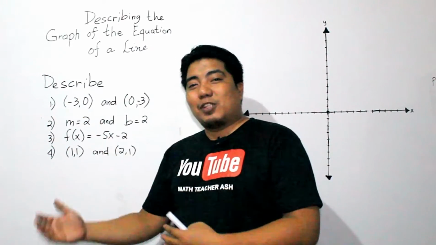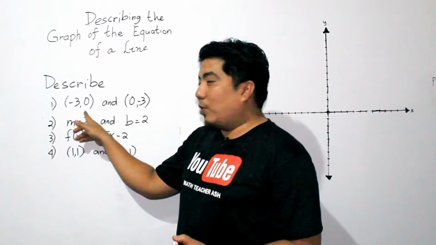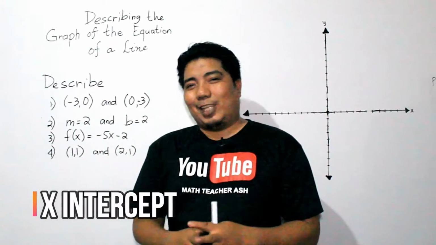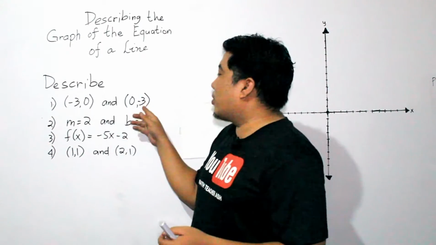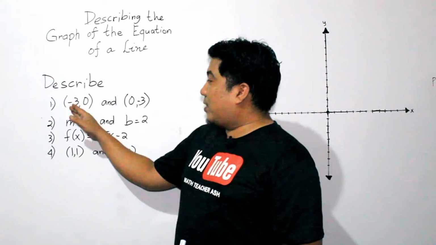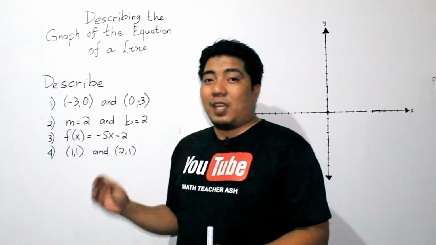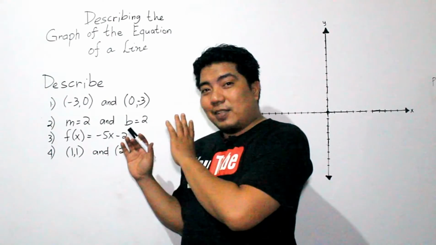Remember in our previous video, if your y-coordinate is 0, then you get your x-intercept. If your x-coordinate is 0, then you get your y-intercept. So basically, negative 3, 0, and 0, negative 3 are the x- and y-intercepts of this given condition.